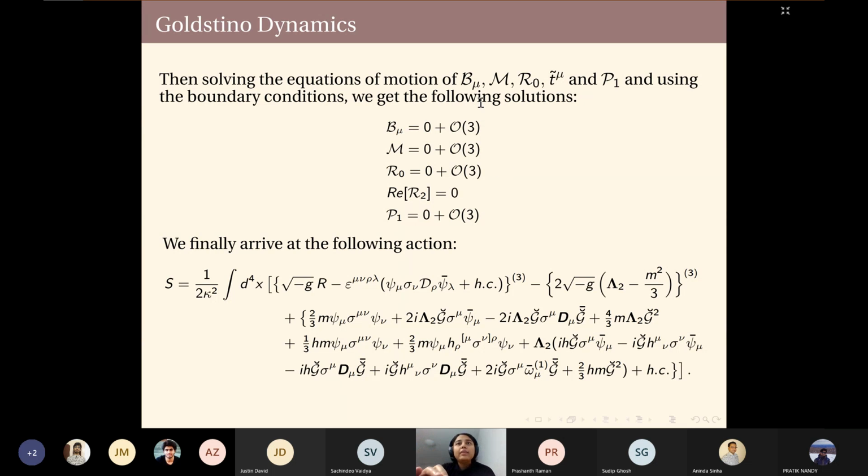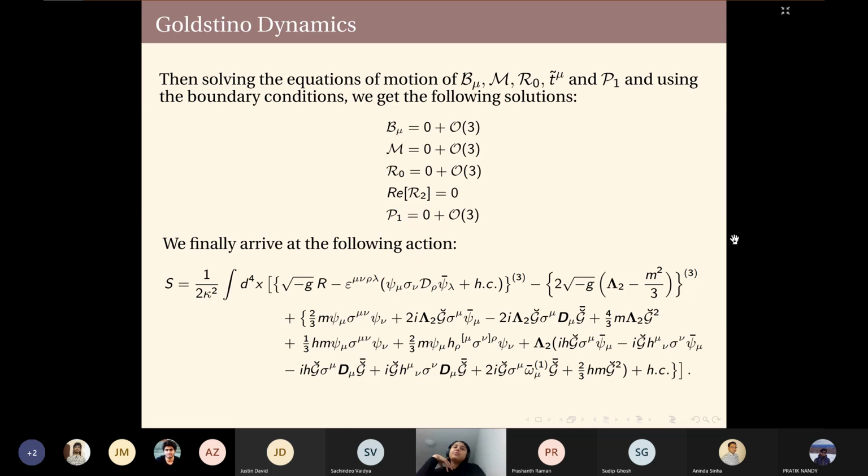And when we eliminate all these auxiliary fields from the action, this is what we are left with. So this is the Super-Stückelberg action perturbed up till the third order in fields. And it is exactly the same as the Goldstino Brane action given by Bandos and collaborators, which I had shown initially when I was talking about their action.